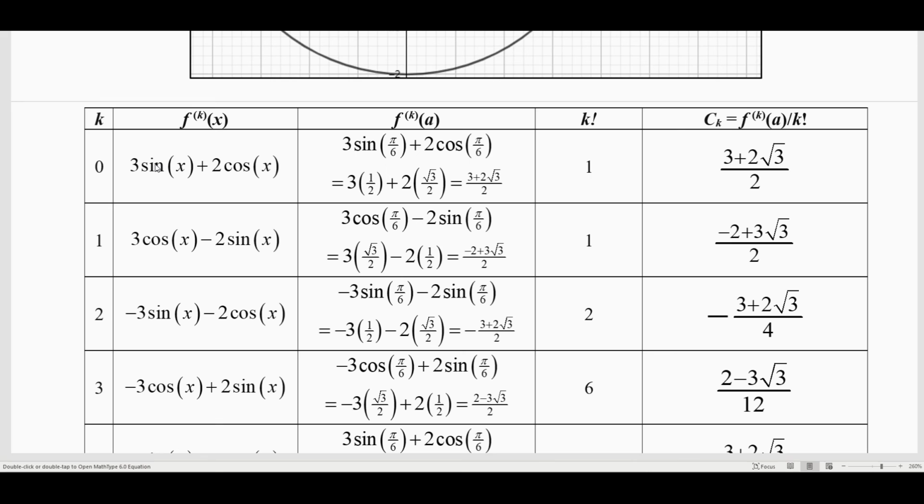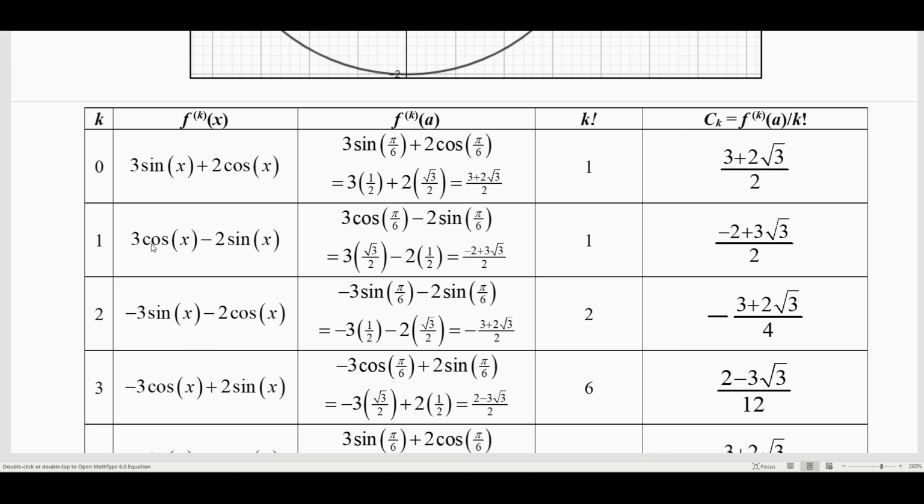Now do a derivative. Derivative of sine of x is cosine of x. Derivative of cosine of x is minus sine of x. So there's your derivative: 3 cosine of x minus 2 sine of x. Plug in pi over 6. Sine of pi over 6 is 1/2. Cosine of pi over 6 is square root of 3 over 2. Again, I just kept my common denominator of 2 for that. And I got 3 square root of 3 minus 2, or negative 2 plus 3 square root of 3. Dividing by 1 factorial, which is just 1, it's negative 2 plus 3 square root of 3 over 2 as our coefficient of the linear term.